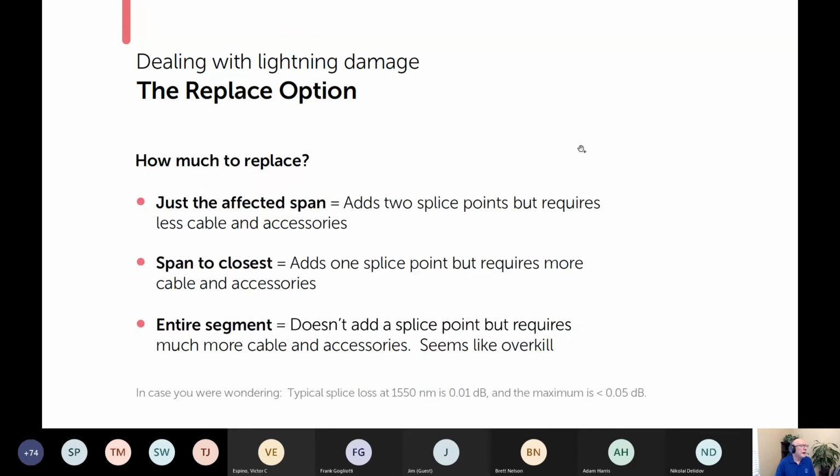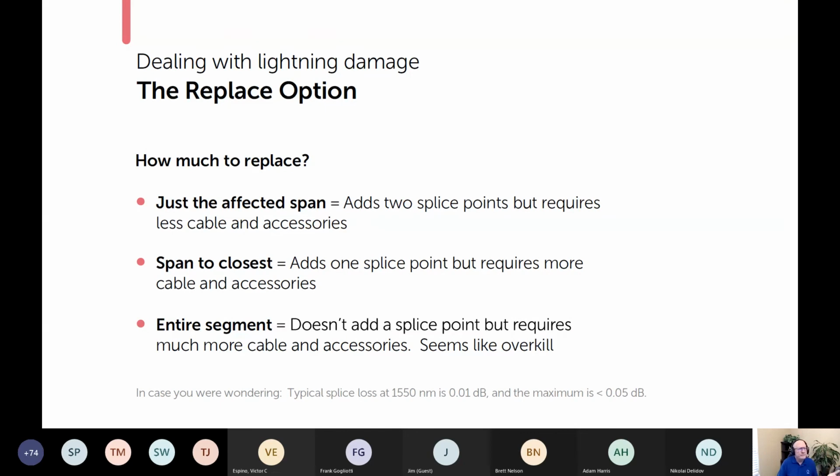If you're replacing, how much do you replace? You could just replace the affected span, right? Maybe this structure, that structure, a span of 500 feet. If you do that, you're adding 2 splice points. But in that particular case, you're only using 2 dead ends and only 500 feet of cable. So that makes it less expensive from a cable standpoint. The splicing points may tilt the equation a little bit.